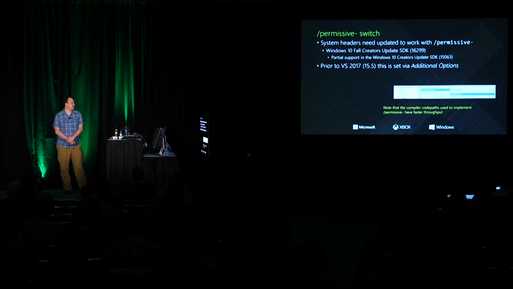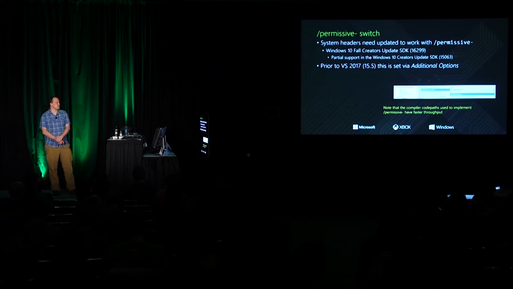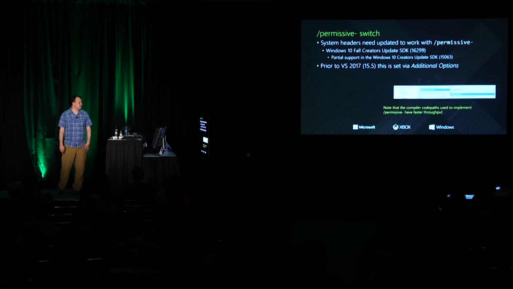The main thing to note about permissive minus is if you can build with it, it actually will improve throughput. The whole parser is a little less complicated in the permissive minus code paths because it doesn't have to look for some of these extensions, so you can actually get some throughput improvements.